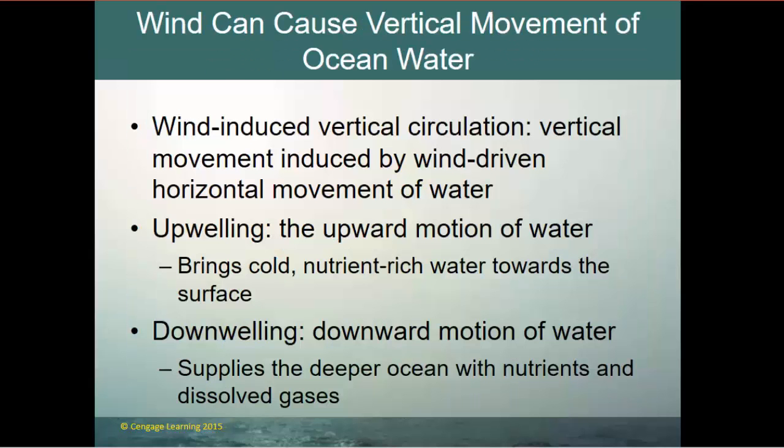Wind can also cause vertical movements of ocean water. So we talked an awful lot in the last few minutes about how wind induces horizontal movements, or these gyres, or the ocean currents. But wind can also induce vertical circulation, a vertical movement induced by wind-driven horizontal movement of water. So as the water moves horizontally across the ocean because of the wind, it can create either upwelling or downwelling. Upwelling is the upward motion of water. It brings cold, nutrient-rich water toward the surface. And downwelling is the downward motion of water, which supplies the deeper ocean with dissolved gases and nutrients.